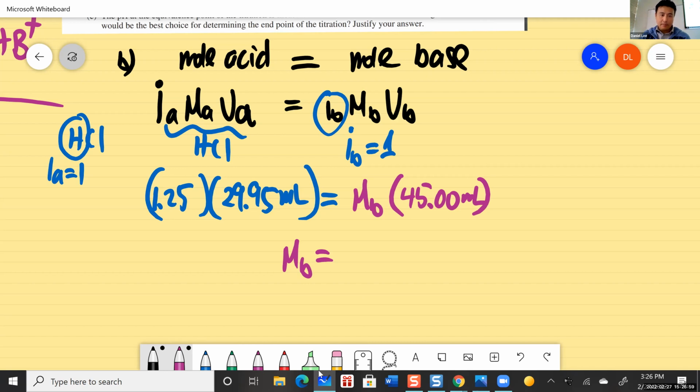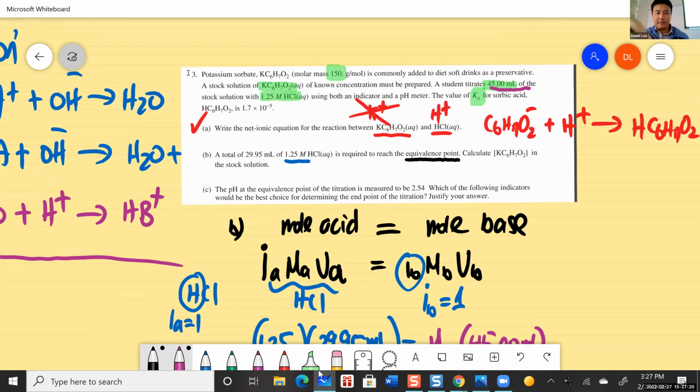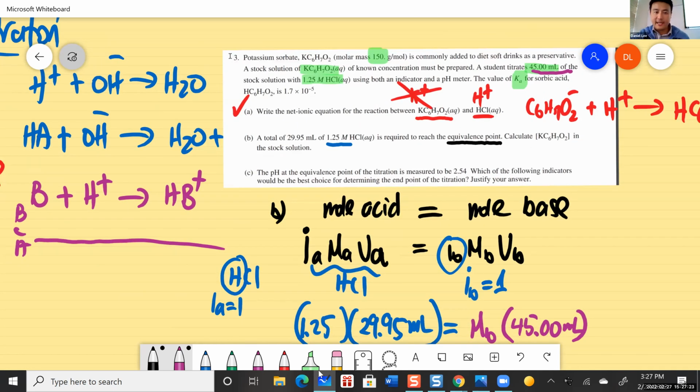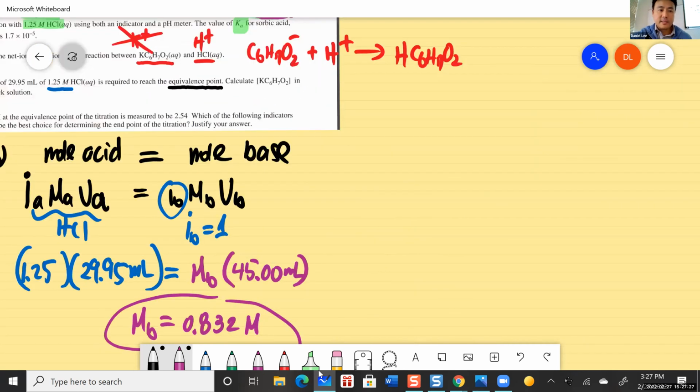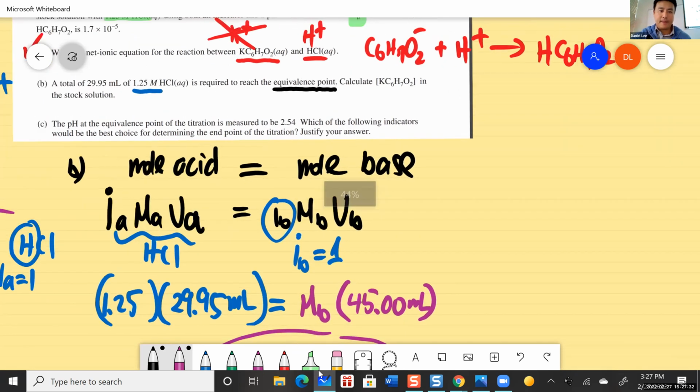And it's that easy. Moles of the acid must equal moles of the base, and this is true at every single equivalence point. So the molarity of the base is 0.832 molar. That's the answer. So that's titration. You're not doing very difficult stuff. You just identify the 3 types of titration, so strong base, strong acid, and understand what it means. And the next one is: the pH at the equivalence point is 2.54, which indicator will be the best?